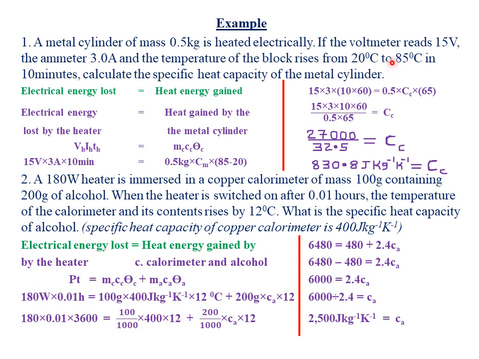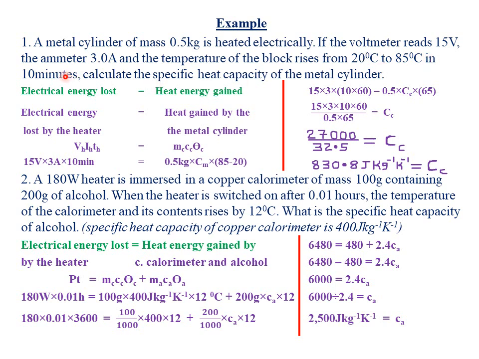So if the temperature of the block is rising from 20 to 85 degrees, this clearly shows you that the metal cylinder is the one that is gaining heat. If a substance gains heat, its temperature will always rise. Therefore, the final temperature will always be greater than the initial temperature. Conversely, if a substance is losing heat, its temperature will always reduce, such that the final temperature will always be smaller than the initial temperature.